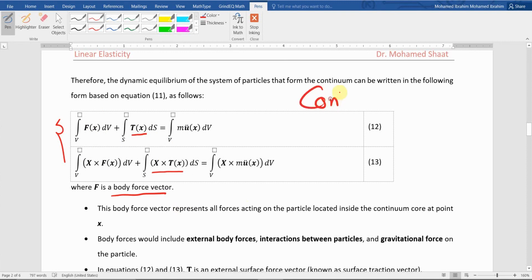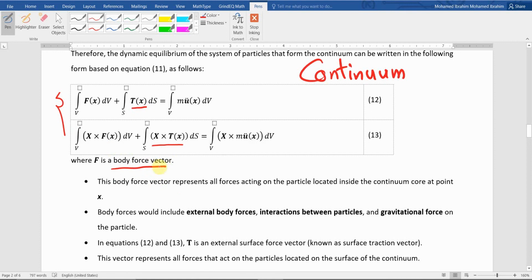So these are the equilibrium equations for the continuum, as we draw them from the mechanics of particles. Again, the body force, we said that this body force vector is a force vector. This F is a force vector, like T is a vector, U is a vector, X, F, everything in these two equations are vectors, right? So this body force vector represents all forces acting on the particle located inside the continuum core at a point X. Body forces would include external body forces, interactions between particles, or gravitational force like the weight, as I mentioned.